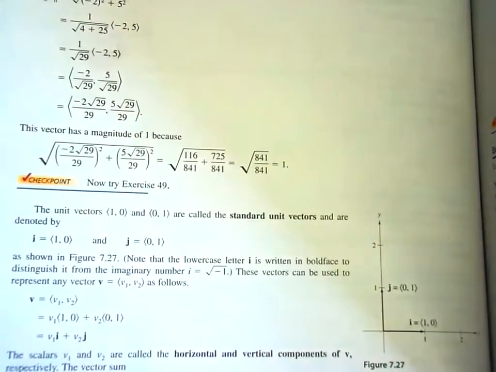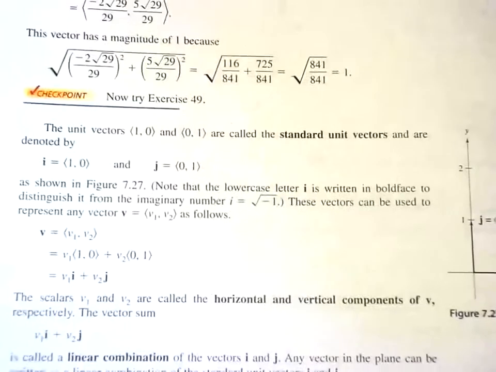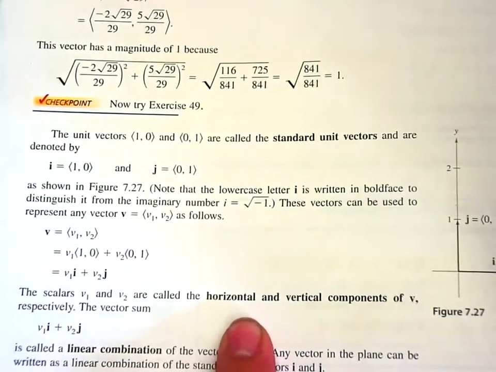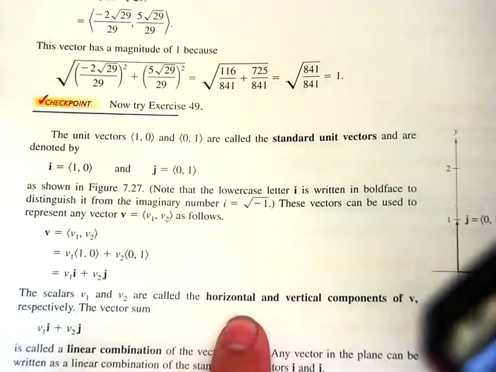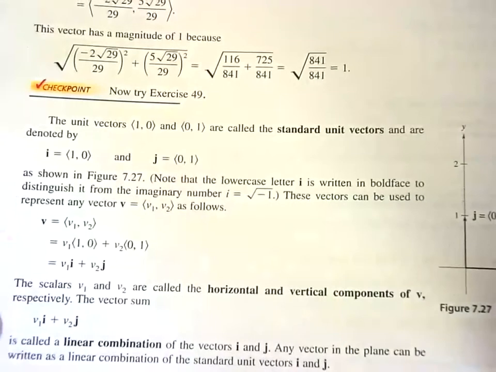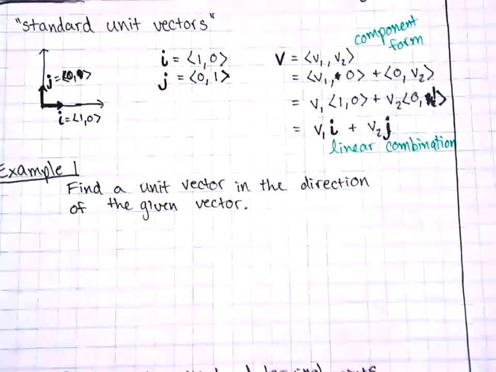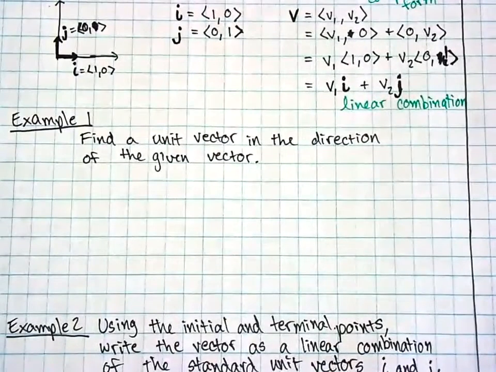As I mentioned, we are going to be using scalars in here. So v1 and v2 become the scalars for the horizontal and vertical components of the vector v. And that's pretty much everything that I just mentioned. Let's go ahead and move into example 1. Example 1, we're going to find a unit vector in the direction of the given vector.